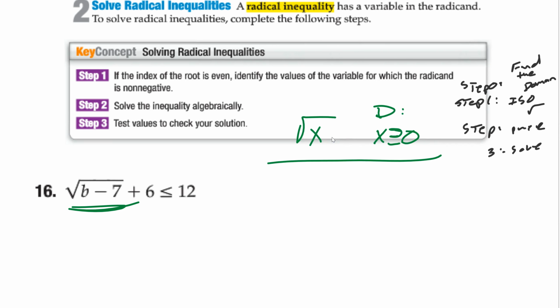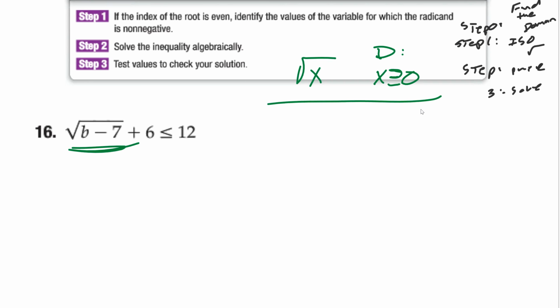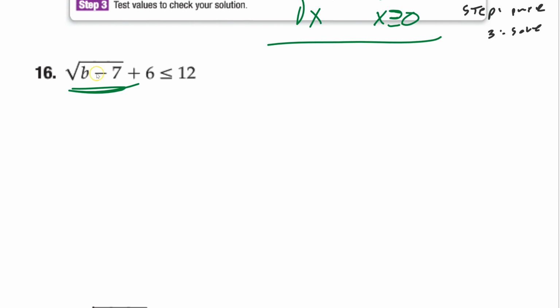Right? It's all about fractions. If it's a fraction, you can't divide by 0. If it's a square root, it has to be greater than or equal to 0. Anything else is all real numbers for now. So if I was doing this problem, step 0, first thing I'm going to do is find a domain. So I'm going to set that part greater than or equal to 0. So I get b is greater than or equal to 7. That's my domain. And now we just solve it like normal.